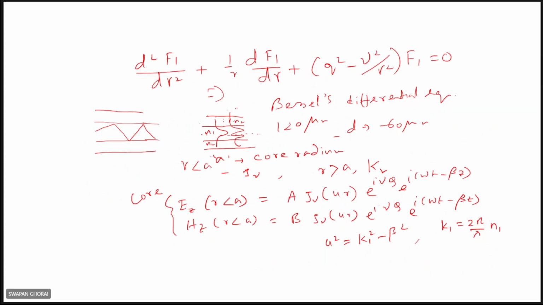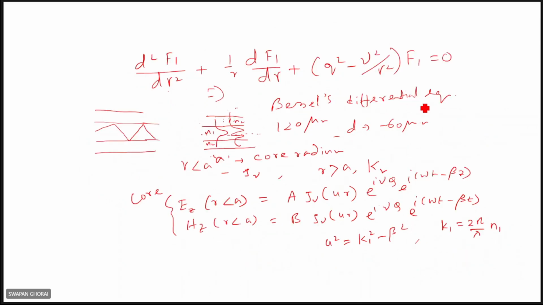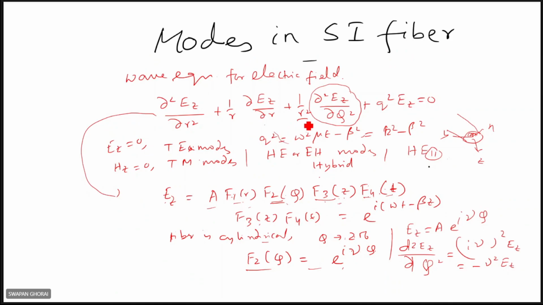You see here, whenever Ez appears, it will be replaced by f1: d2 f1 upon dr2 plus 1 upon r, d f1 upon dr, plus minus nu square by r square f1, plus q square f1 equal to 0. That's what it is. So you get q square minus nu square by r square. Here it is nu square by r square because of r square, and this is negative.